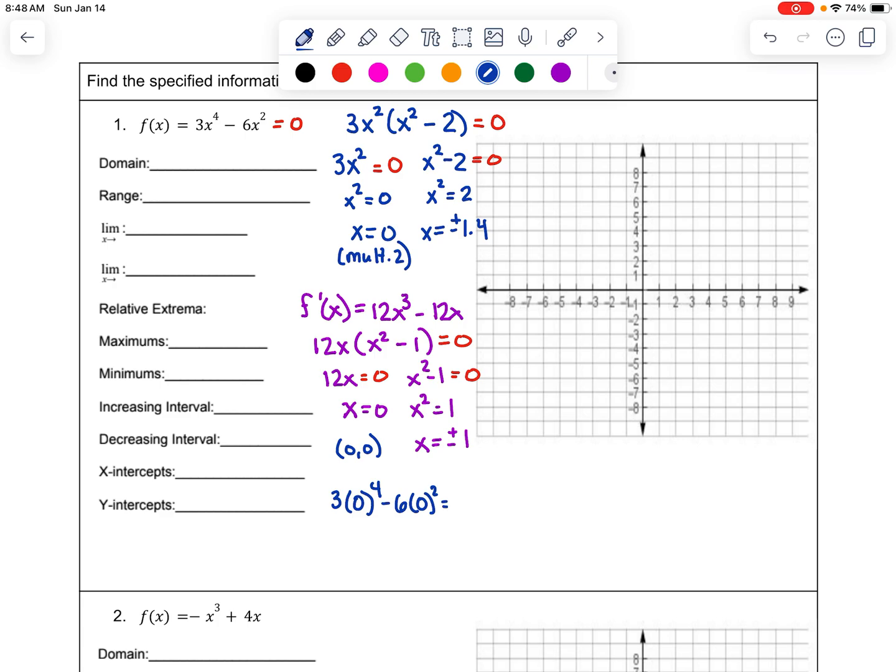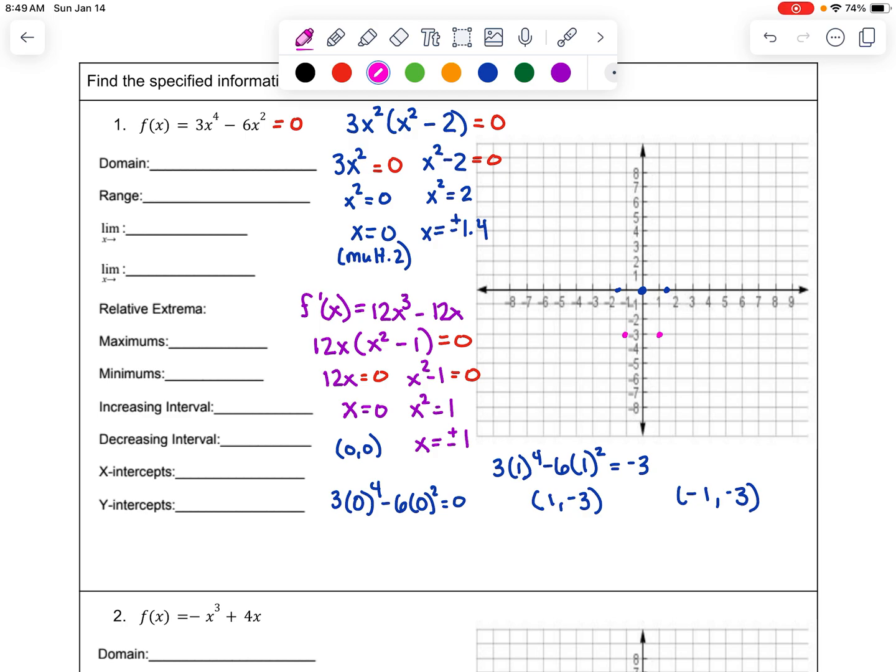If you plug in 1, that ends up 3 minus 6, which is negative 3. So that point would be 1, negative 3. And to save a little bit of time on the video, I'm just going to say if I plug negative 1 into that formula, I got negative 3. So I'm going to put my zeros. Here's 1, we're at 1.4, and negative and positive 1.4. Let's put 1, negative 3, and negative 1, negative 3.